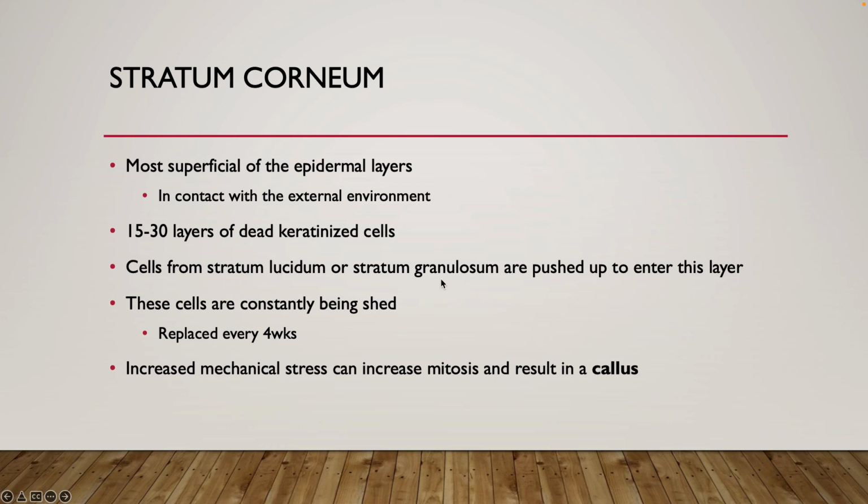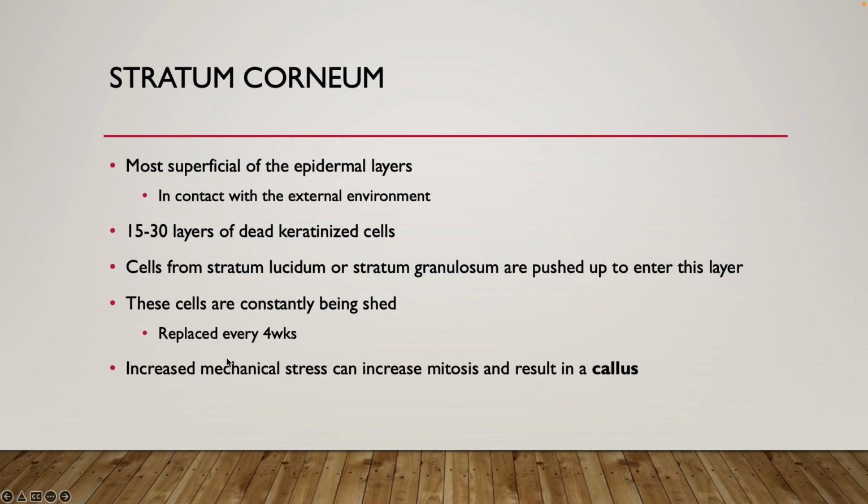Cells from our stratum lucidum and granulosum, depending on if we're talking about thin or thick skin, will be pushed up into this layer, and this layer of cells is going to be completely void of organelles. It's going to be dead. The cells will be packed with keratin, and they will be replaced about once a month. Constantly, even right now as you're watching this video, some of our stratum corneum cells are being shed and falling off, and this layer will be completely replaced about every 4 weeks. Again, where are those new cells originating? They're originating way down in our stratum basale, and they're being pushed upward as they divide.